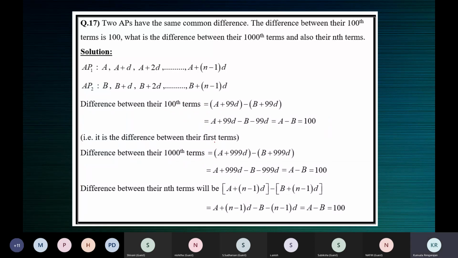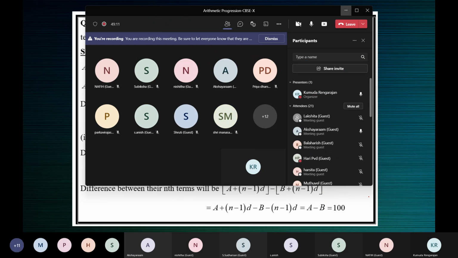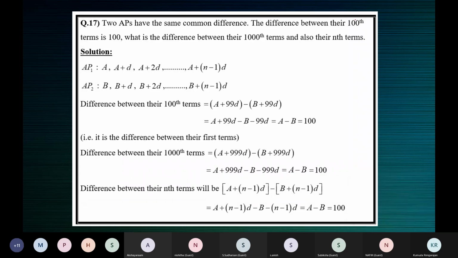Somebody's mic is enabled. Children, please mind your mic. Please disable it. Akshay Ram, your mic is enabled. Please disable your mic.